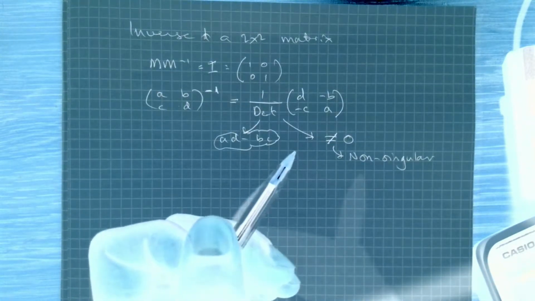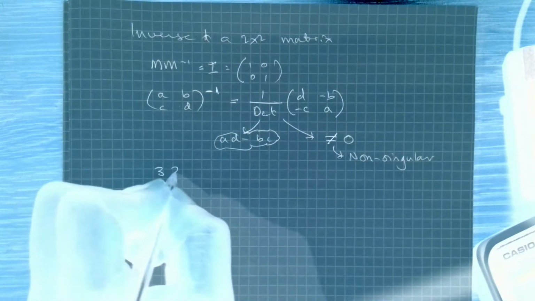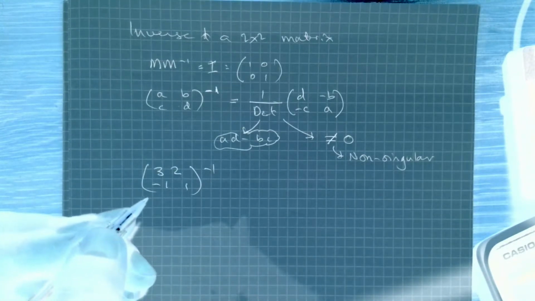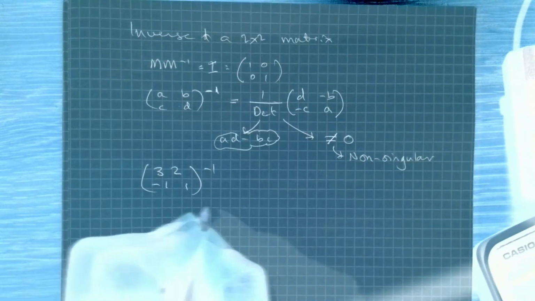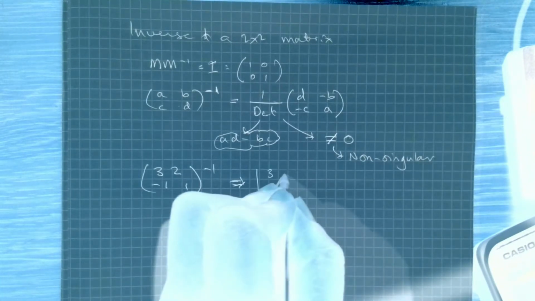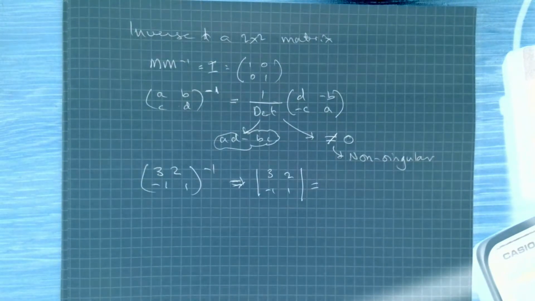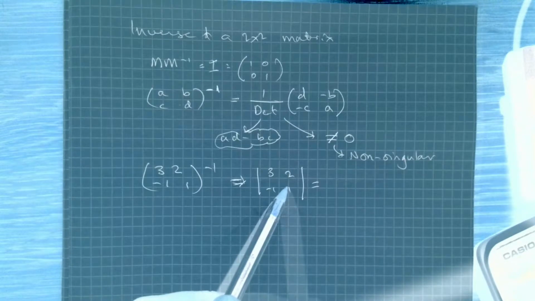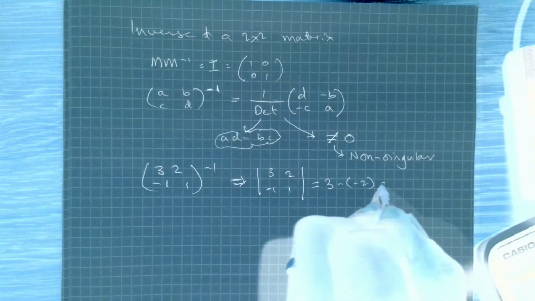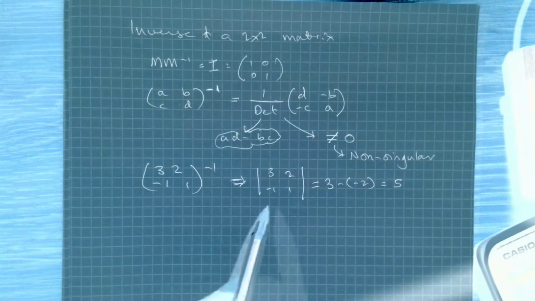So let's do an example. If I pick the matrix 3 2 -1 1, and I want to find the inverse of that, the first thing I need to do is find the determinant of that matrix. You can write it down like this, with 3 2 -1 1 inside the little brackets. You can do it on your calculator, but it's easy enough to do in your head. It's that times that minus that times that, so it's 3 minus -2, so that becomes 5. So it's non-singular, so we know we can find the inverse of it.